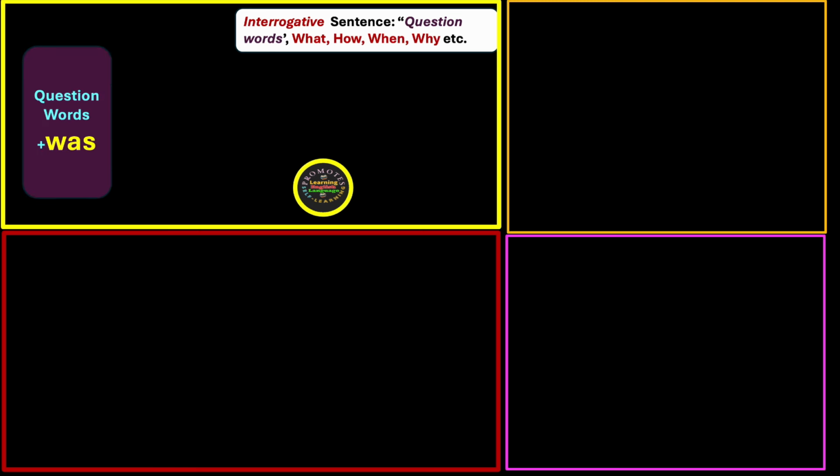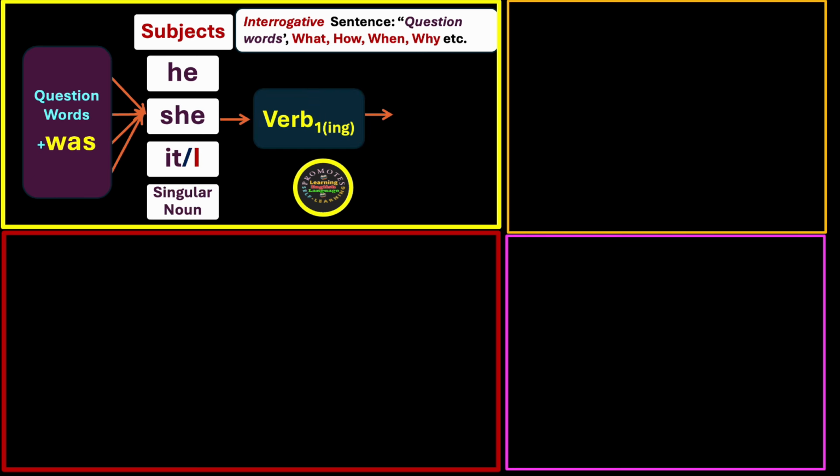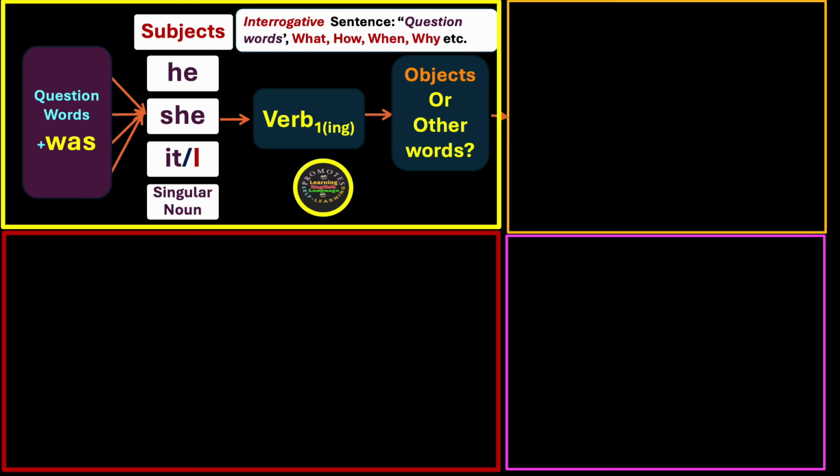Structure of past continuous tense in the interrogative form of sentence with question words like what, how, when, where, why, etc. In this case, the question words come first. After that, helping verb was. And then we have subjects like he, she, it, and I, of course, and singular noun. And then we have the first form of the verb with ing. We have objects or other words. Of course, question mark.